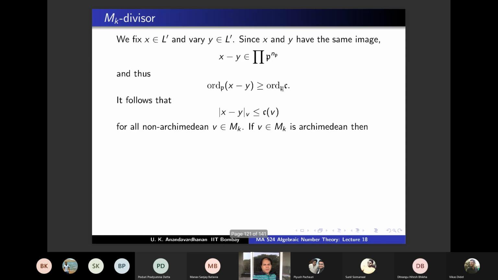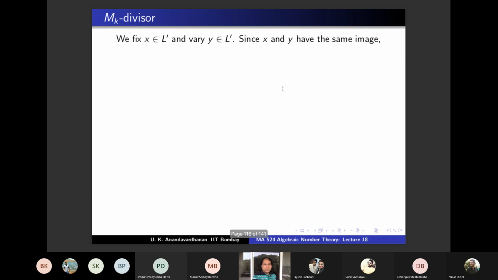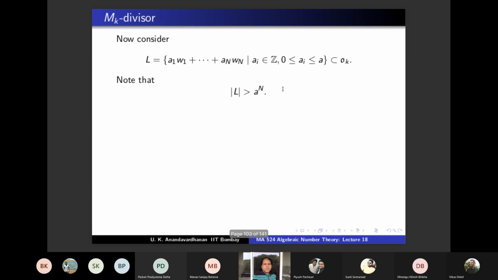Okay, and what about the Archimedean V? If V is Archimedean, then you use the definition of L prime. L prime is a subset of L, and so you use the definition of L. What do you know about the definition of L? L consists of elements like this. X is of this form and Y is of this form. So what can you say about X minus Y? X is summation AiWi, Y is also summation, I mean summation BiWi. So X minus Y is summation (Ai minus Bi)Wi.